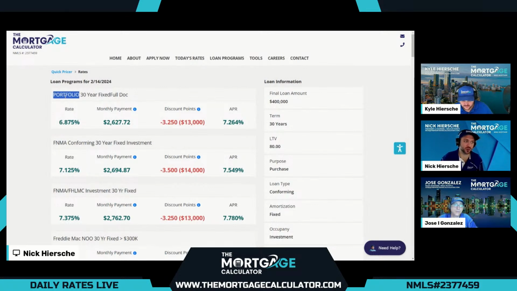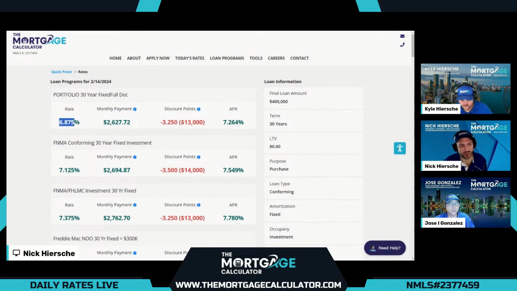So our portfolio option, remember, is a full doc, regular, conventional option using all the same guidelines. However, it's not actually sold to Fannie Mae or Freddie Mac. So they do not have the same loan level price adjustments that are required for a true Fannie Mae or Freddie Mac. So that's why we see this pop up on the list when we get volatility.